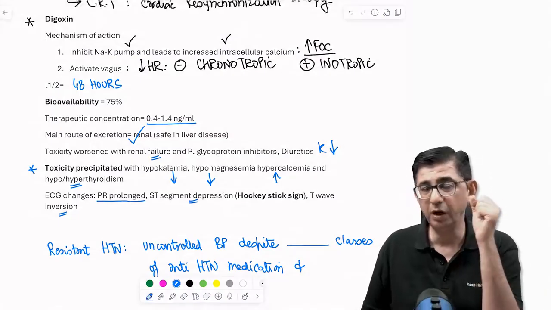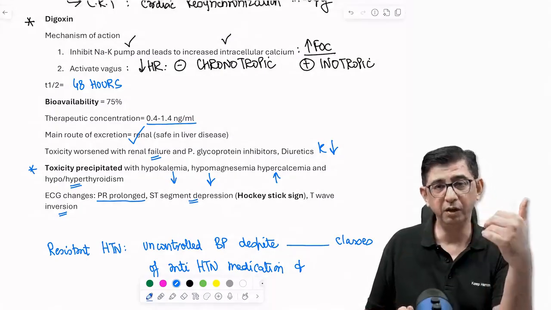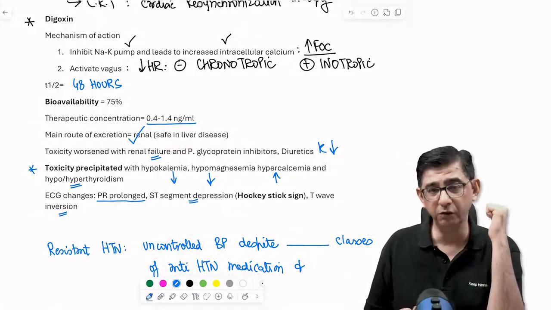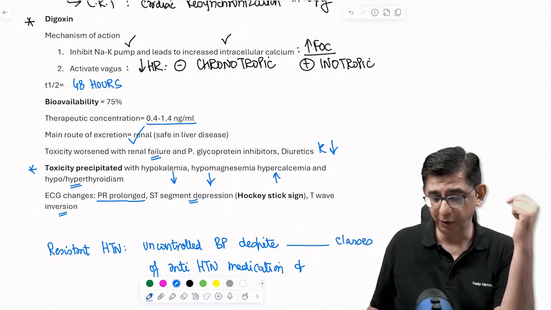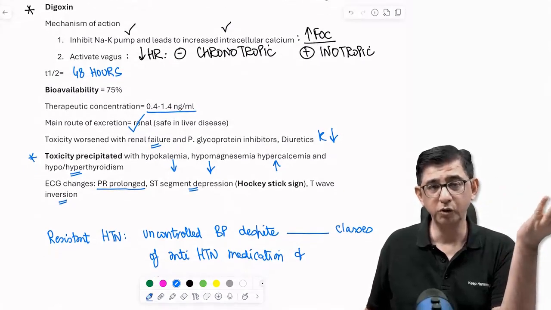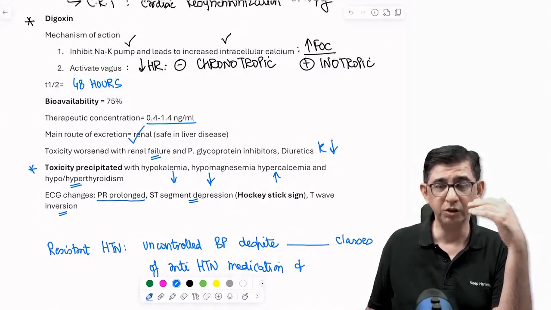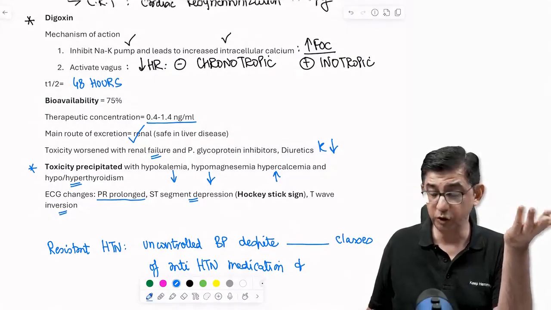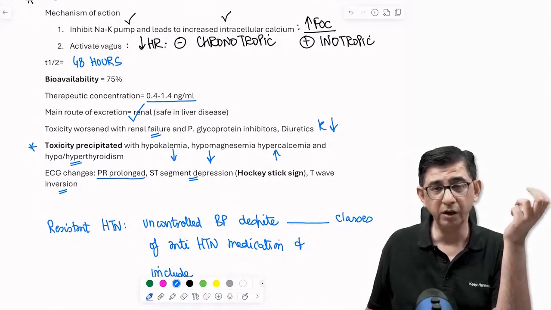Remember I said PR and heart rate have an inverse relation. So when you slow down the heart, then the PR interval will get prolonged, and the myocardial ischemia component can explain the ST segment depression and a T wave inversion. This also explains why digoxin should not be given to patients of chronic stable angina, because if somebody is having chronic stable angina, he is already having ST segment depression, it will worsen, and it will worsen the myocardial oxygen consumption of the patient.